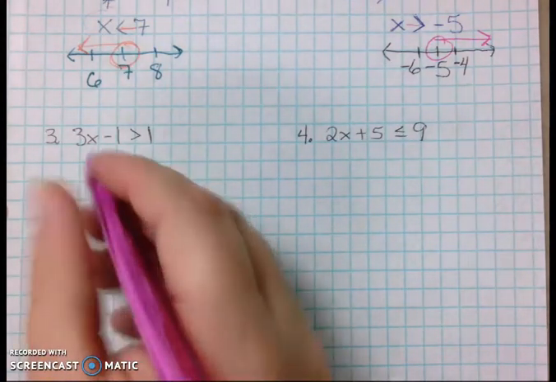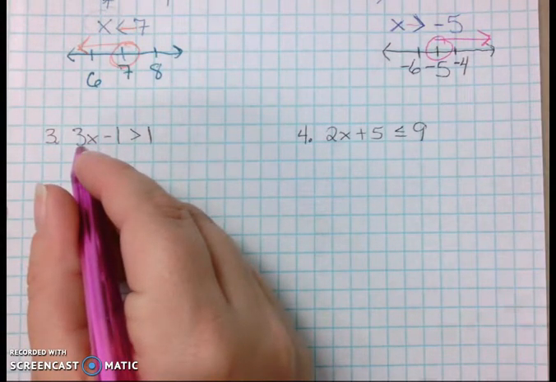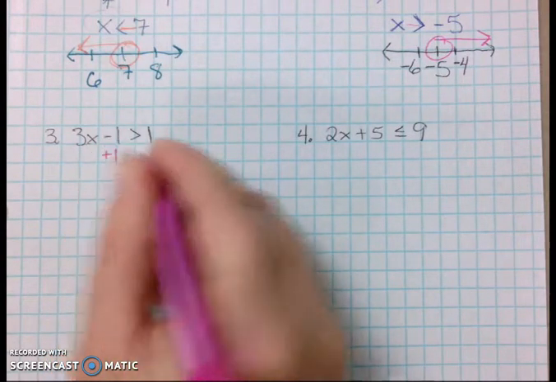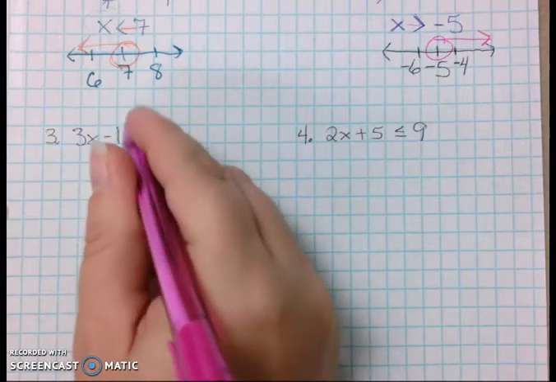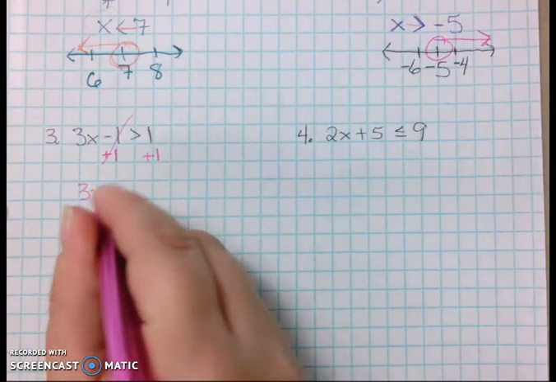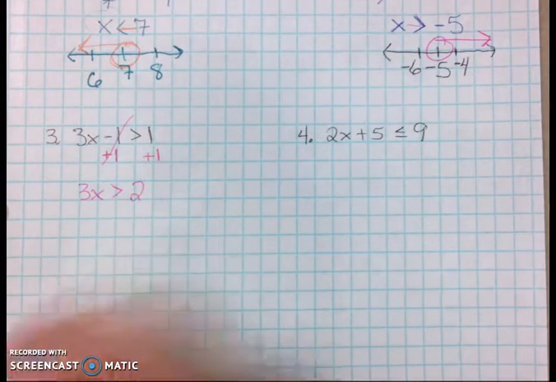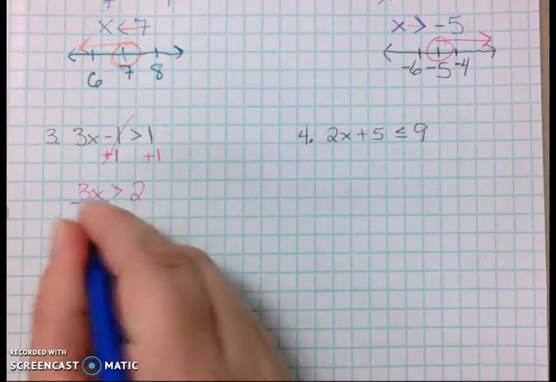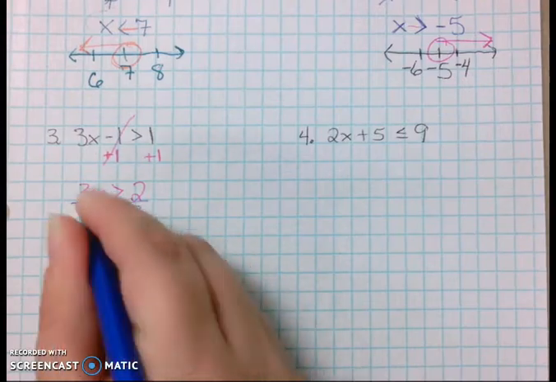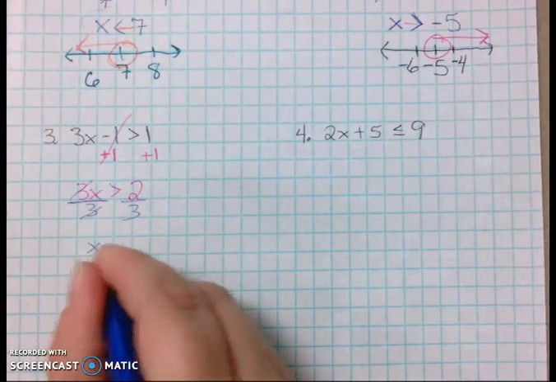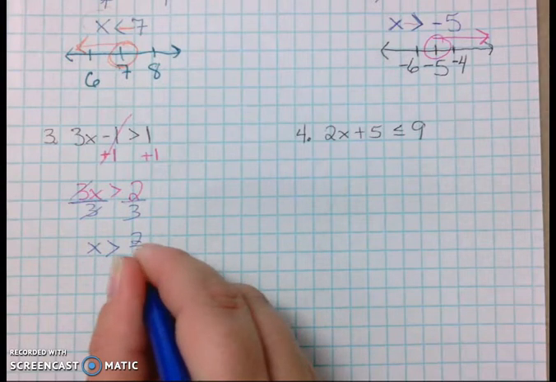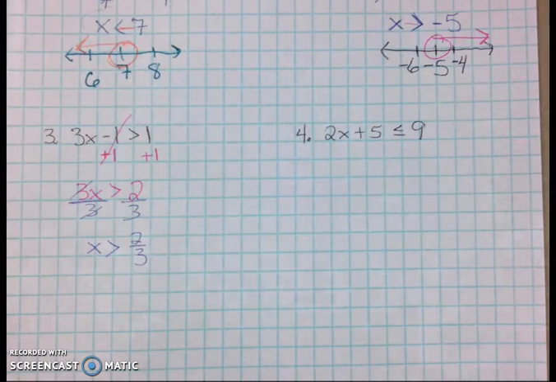Next problem here. Here we have 3 times x minus 1. So let's get rid of the subtraction by adding 1 to both sides of our inequality. So these cancel. And 1 plus 1 is 2. And to undo the 3 times x, we divide by 3. We do that to both sides so that these cancel. X is greater than. This isn't a whole number, so just keep it as the fraction 2/3. That's fine to just leave it just like that.